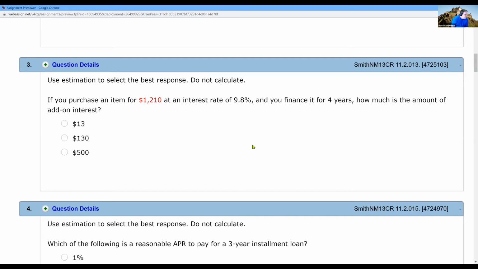$1,200 at 10% is $120 a year. For 4 years, that's 480. Do you see that that number's the closest? You see how I did that in my head? Are you comfortable with how I did that? I just made it nice round numbers and tried my best to guess it.